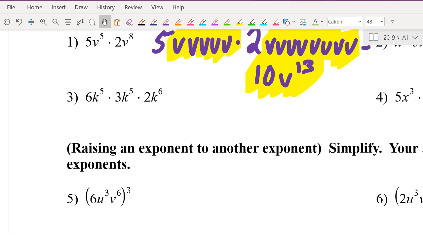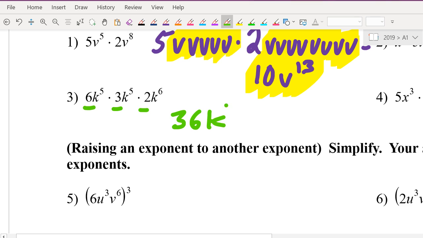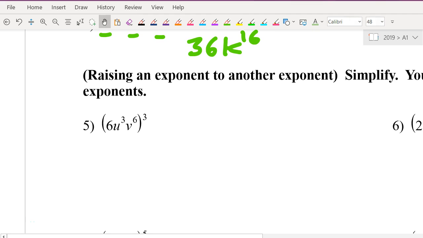So the only difference here is that you have to do 6 times 3 times 2, which is 36. And then how many k's do we end up with? 16. Very good. All right, let's do number 5. Who wants to do that one?